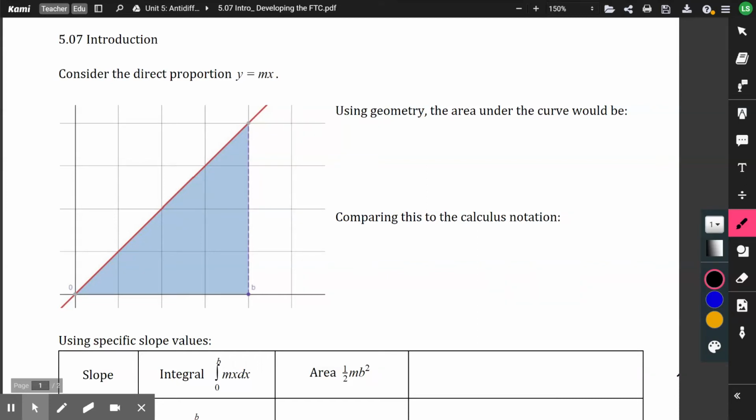So, this is a quick introduction to the fundamental theorem of calculus, part one. And what we're going to try to do is connect the idea of the area under the curve to all of the antidifferentiation strategies that we've been working on.